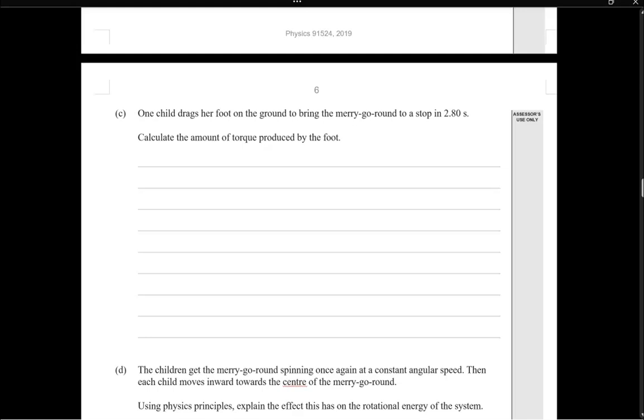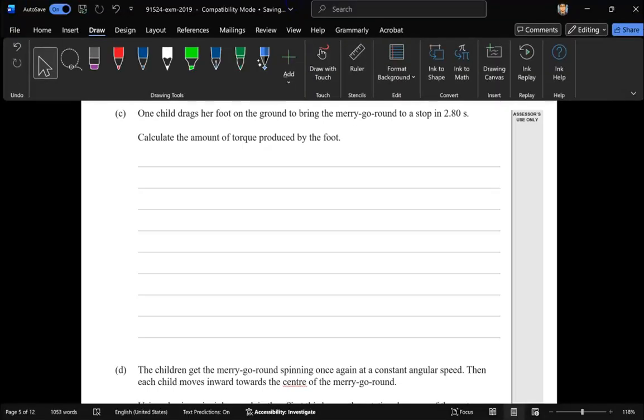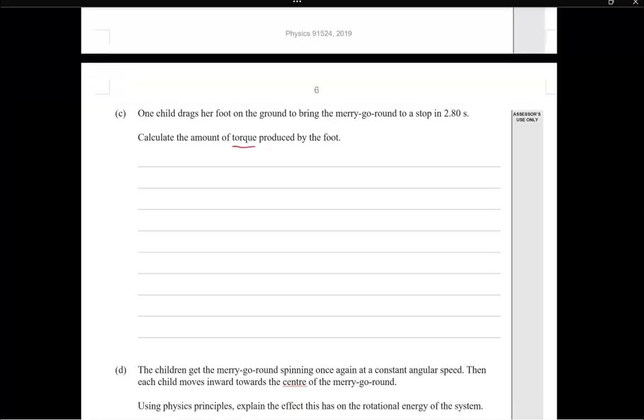One child drags her foot on the ground to bring the merry-go-round to a stop in 2.8 seconds. Calculate the amount of torque produced by the foot. Alright, so there are a couple of things. We know the torque formula is equal to the inertia and the angular acceleration. So the first thing we're going to do is we've got the inertia of the child. We just need to find the angular acceleration. If you go on your formula sheet, you'll see that the angular acceleration equals the change in angular velocity over the change in time.